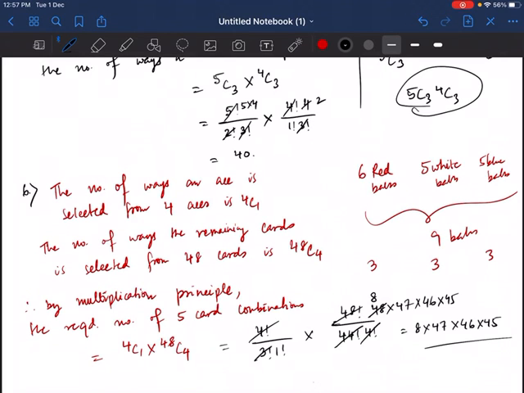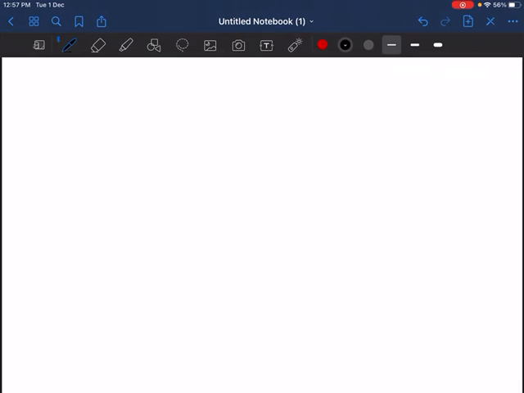Now question number 7. Let me read question number 7. In how many ways can one select a cricket team of 11 from 17 players? So we have to select a cricket team from where? From 17 players, and obviously I hope everybody knows that a cricket team needs 11 players. So we are selecting 11 players out of 17 players.